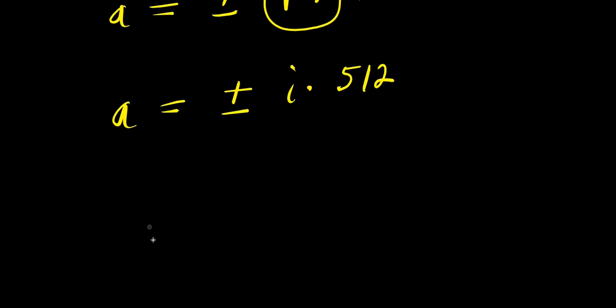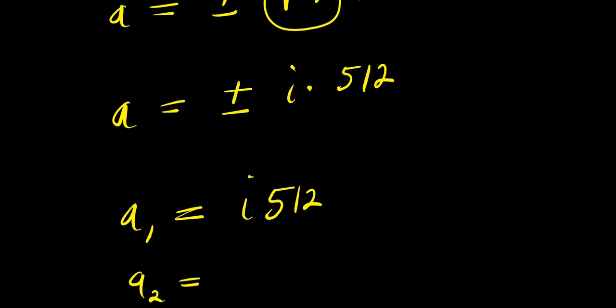So right now we have two complex values for a. So we simply have a1 equals I times 512. And we also have a2 equals negative I times 512. So these are the two values for a that we have gotten.